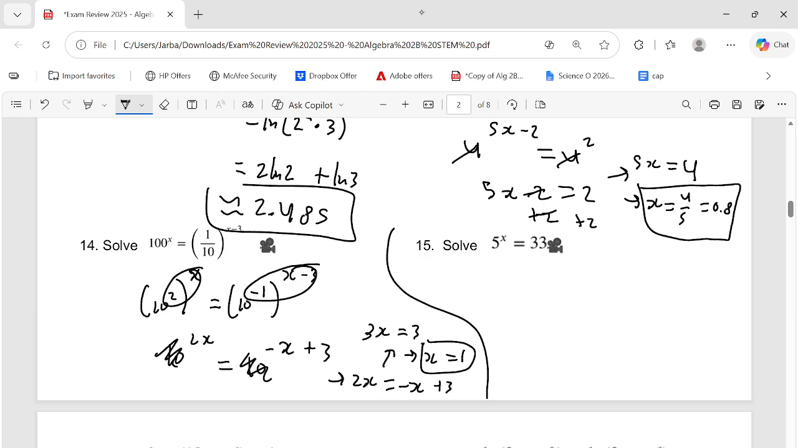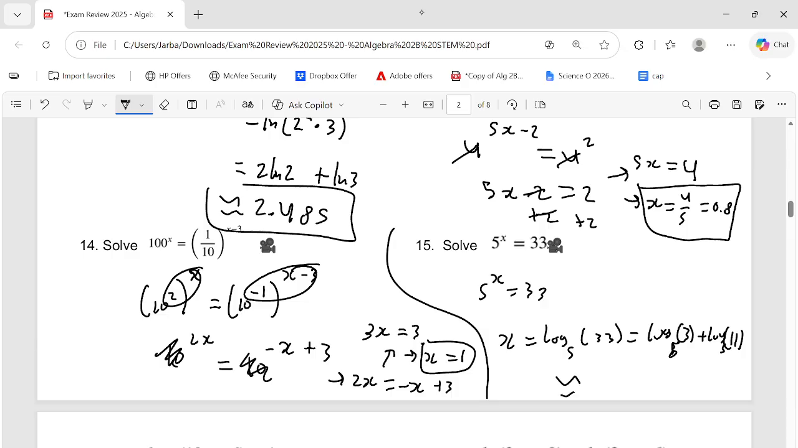Alright, this one, we have 5 to the x equals 33. We're going to take the log base 5 of both sides. So we're left with x equals log base 5 of 33. Or you could write this as, it's 3 times 11, so it's log base 5 of 3 plus log base 5 of 11.